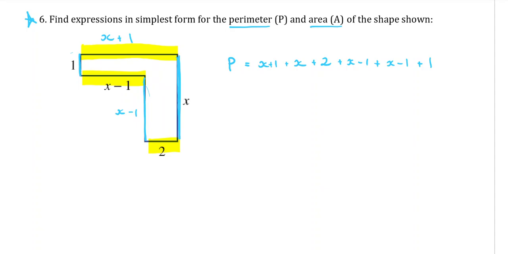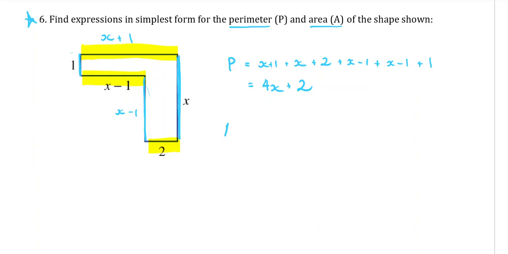Okay, collecting up all the like terms. We have x plus x plus x plus x. So altogether that's 4 x's. Then we have 1 plus 2, so that's 3. Minus 1, that's 2. Minus another 1 is 1. Plus 1 is back to 2 again. So 4x plus 2 for the perimeter.